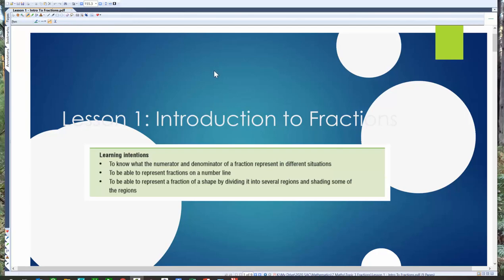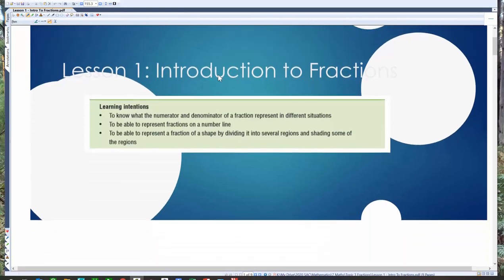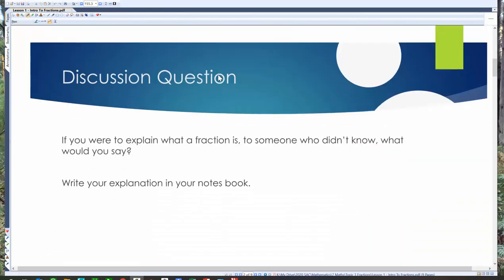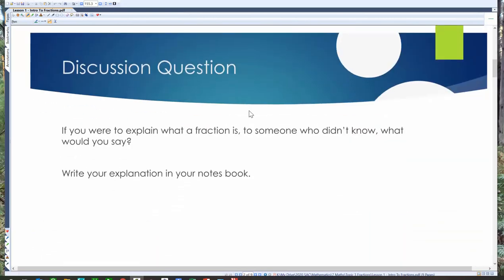Okay, today what we're going to cover is an introduction to fractions. So the first thing we'll look at in class is just an overall discussion question, and the one I'll pose to students is, if you were to explain what a fraction is to someone who didn't know, what would you say? So we'll go on to then have a listen to different students' explanations.